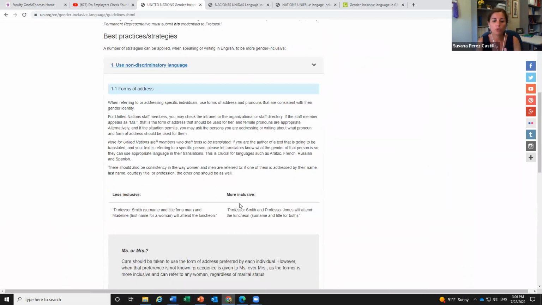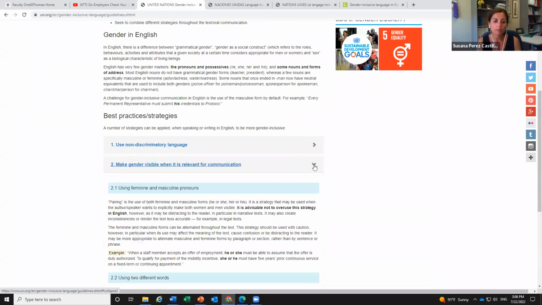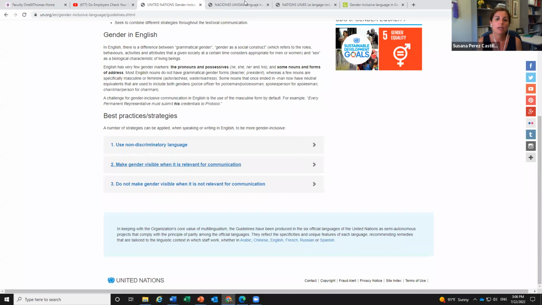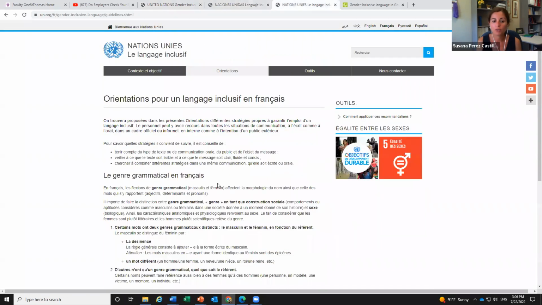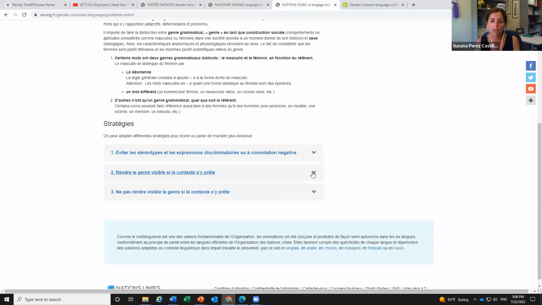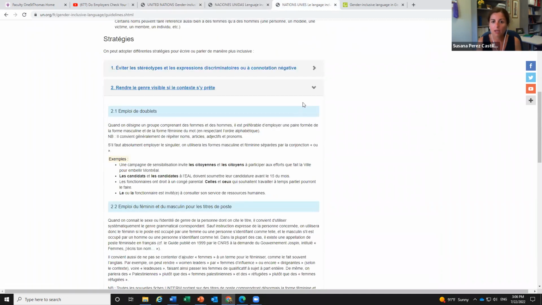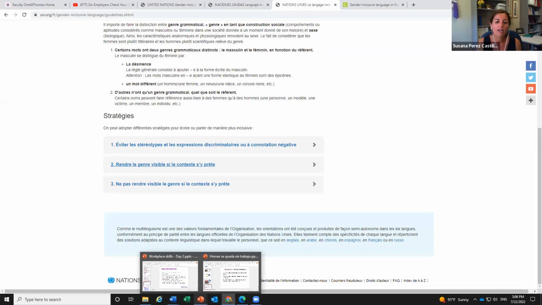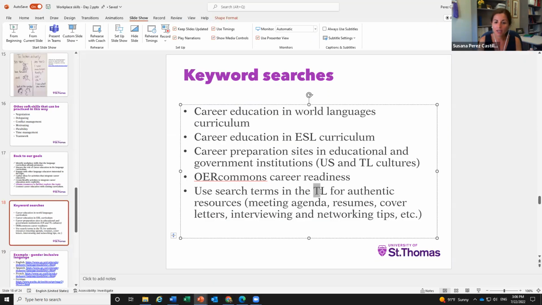How do you do something more inclusive? Forms of address, or for example, the feminine and the masculine pronouns. How can you be more inclusive with that in the workplace? And then we look at, this is Spanish or French, what is the equivalent in the French language for that? And then students can do, in my case, an activity where they take a text and they try to make it more gender inclusive. So that's a possibility. And the way that I searched for those resources was by using the target language term, the terminology.